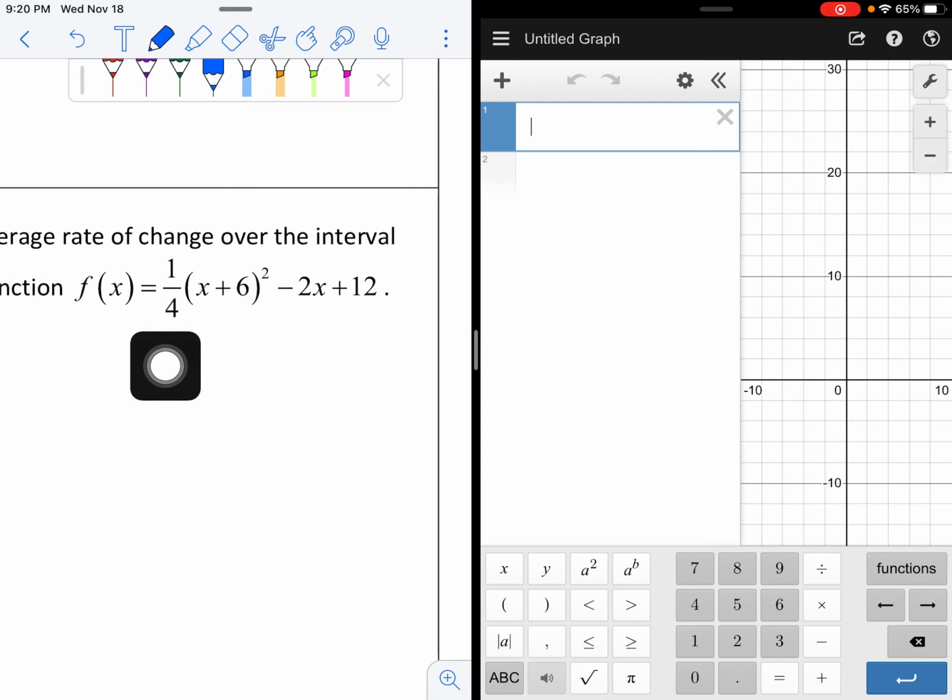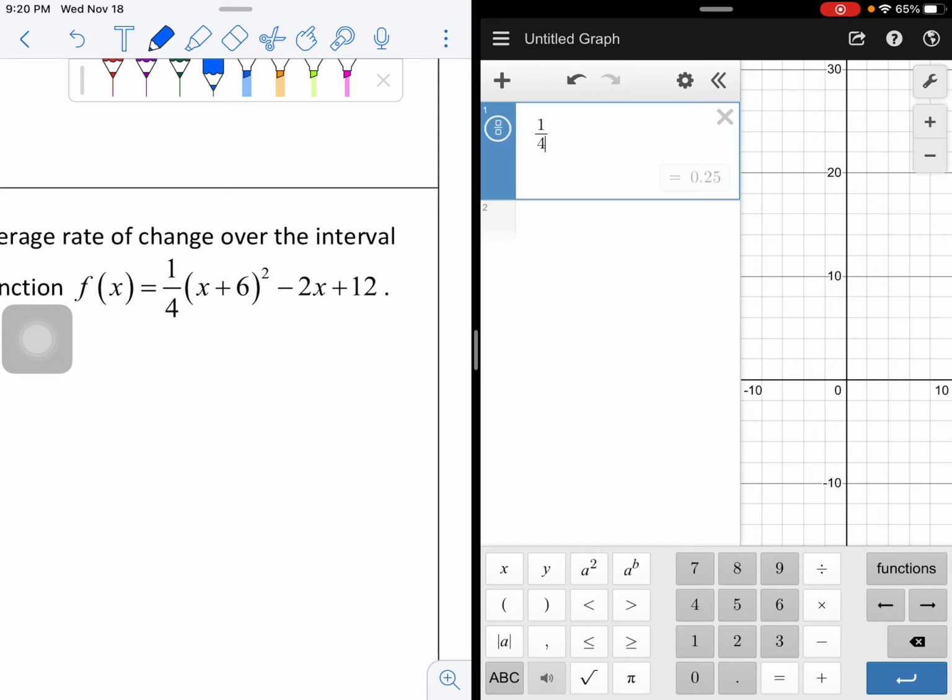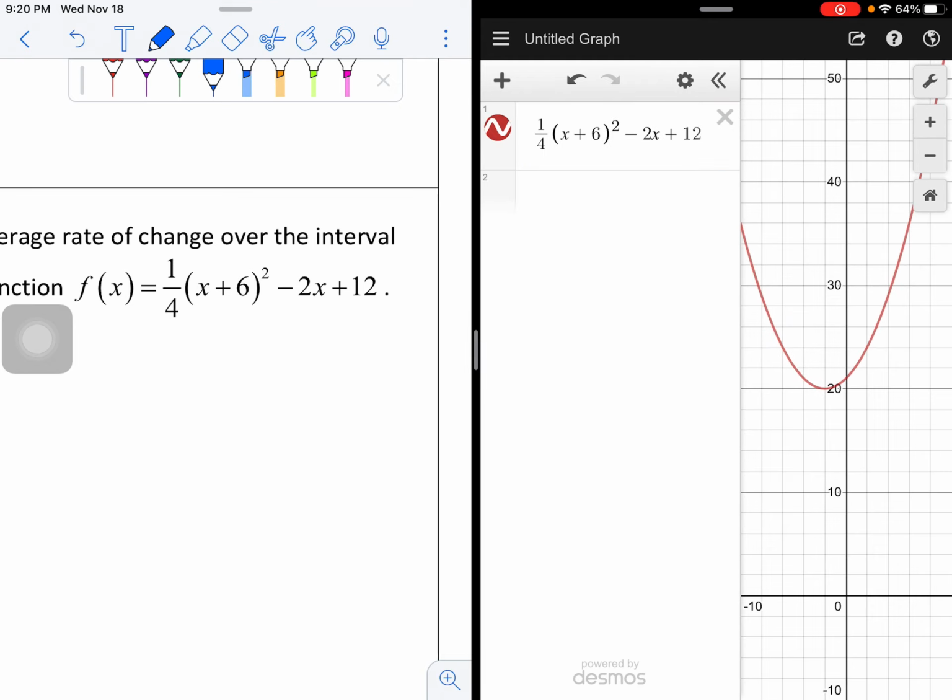Okay, I am going to put this graph into Desmos. And so I'm just going to start writing it in. So 1 over 4, apparently I need to put the over part. There we go, 1 over 4. And then in parentheses, I've got x plus 6, close the parentheses, square it, minus 2x plus 12. There we go. Okay.